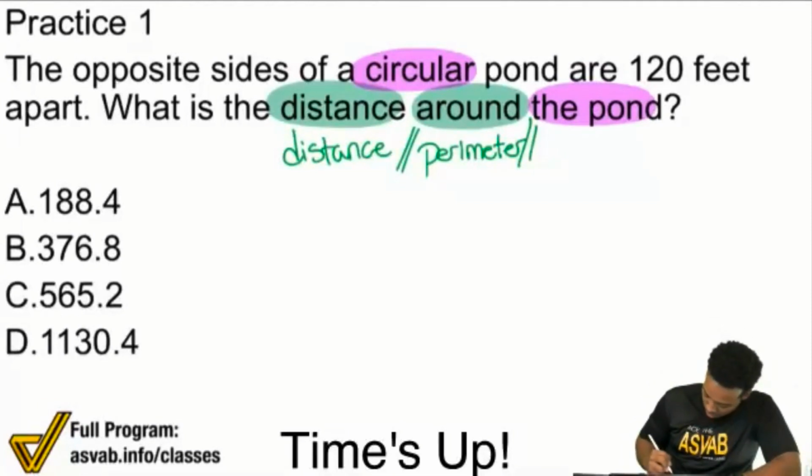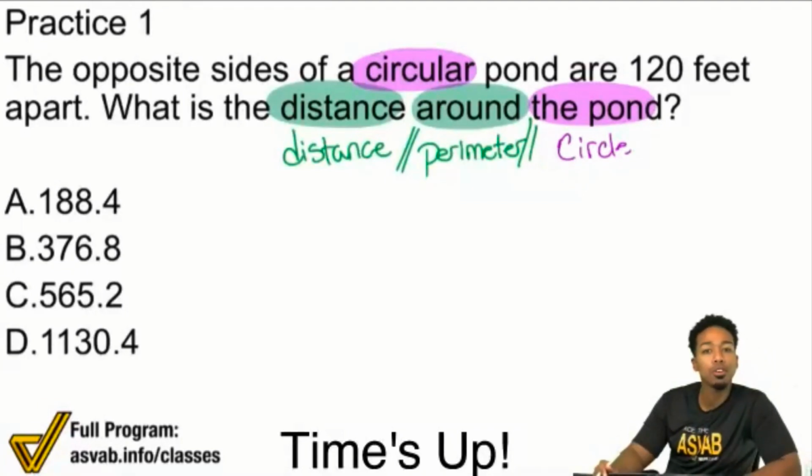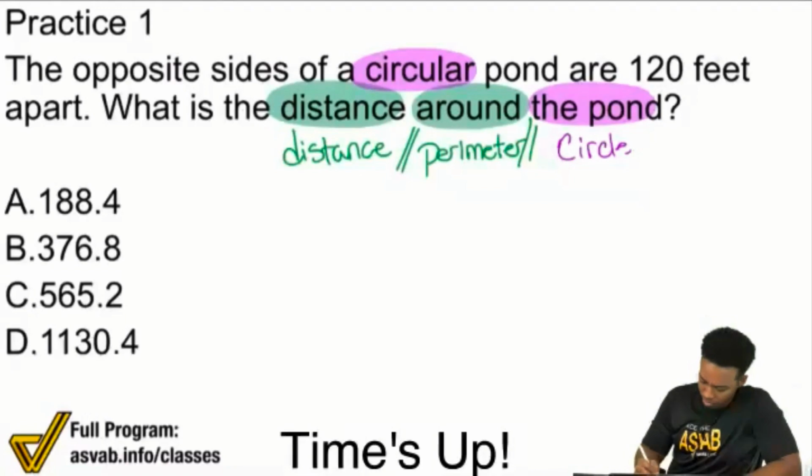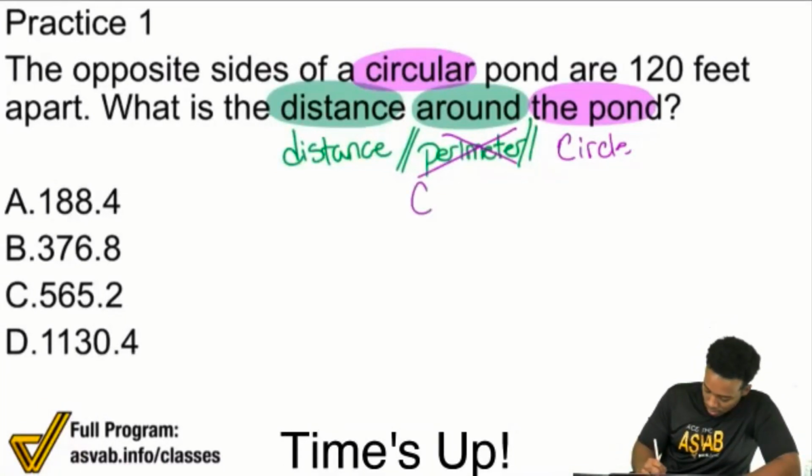Distance, perimeter, we have a circle. And so everybody, because it's a circle, technically we can't use the word perimeter. What word should we be using? Circumference.